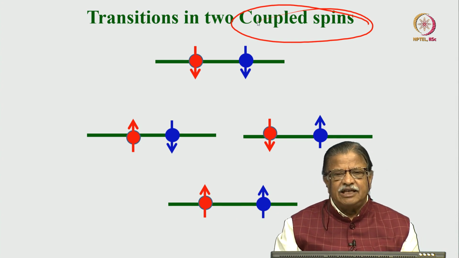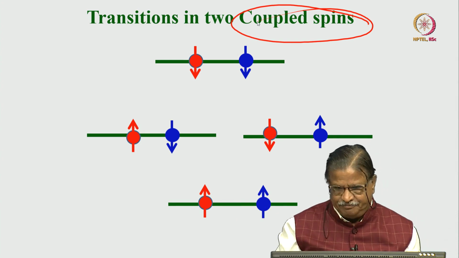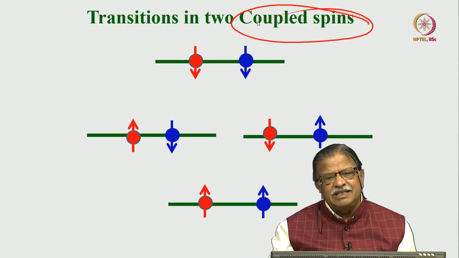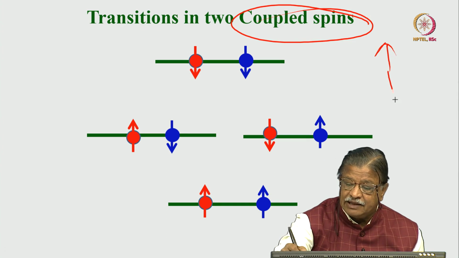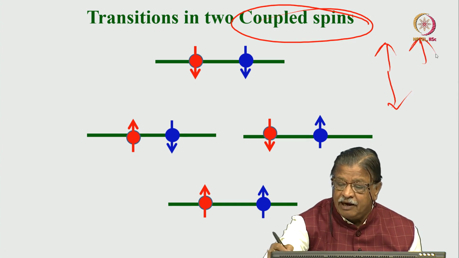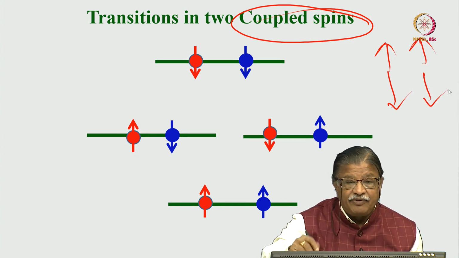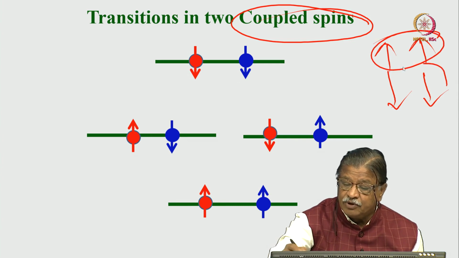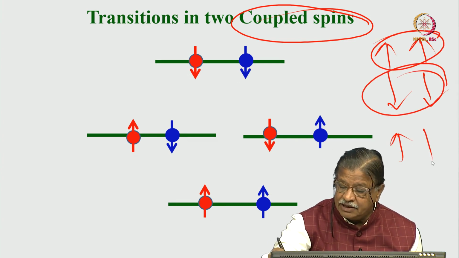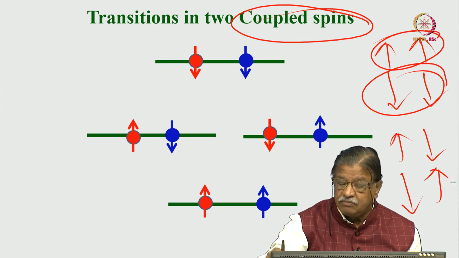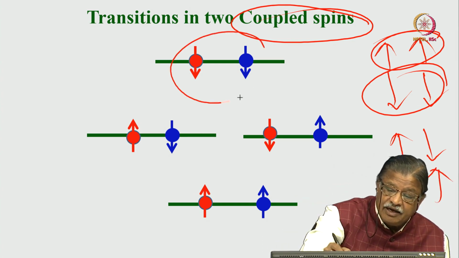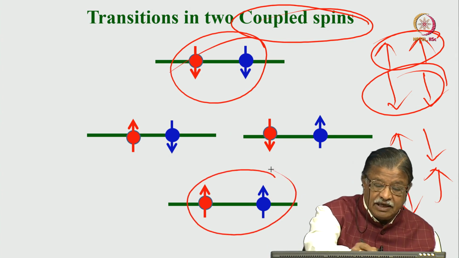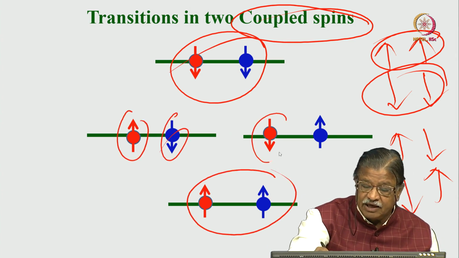Now, consider a situation where 2 spins are there. What are the combinations we can think of? If 2 spins are there, one can be up, the other can be down, or one can be up and the other also up. There are various combinations: both can be up, both can be down, and this up, this down, or this down, this up. 4 possible combinations are there.